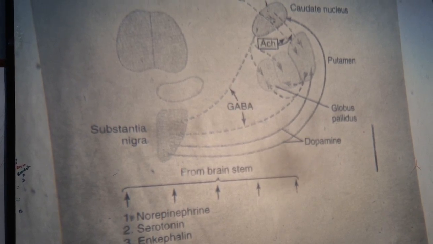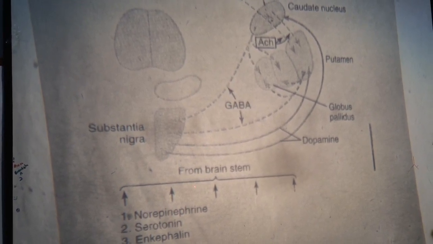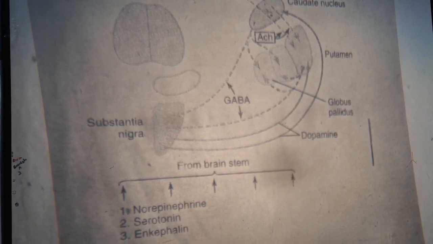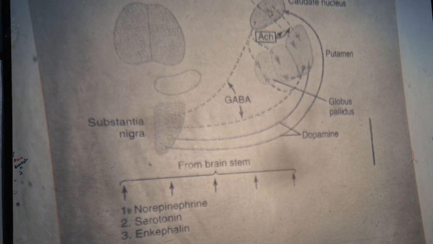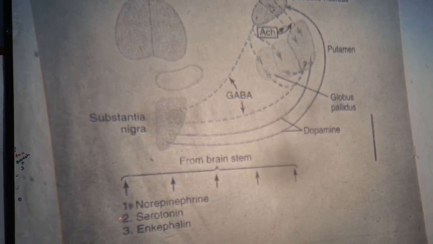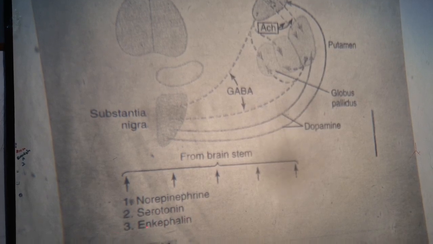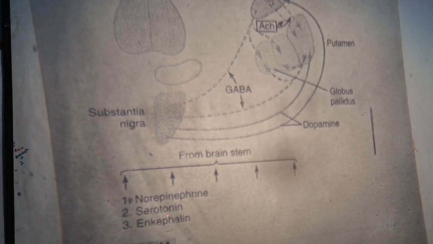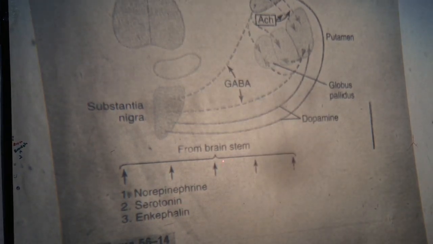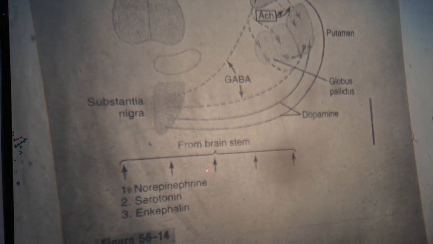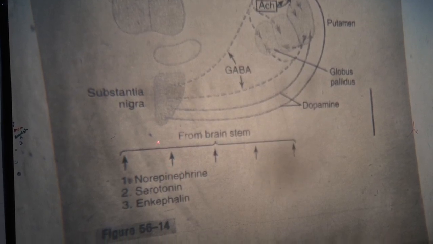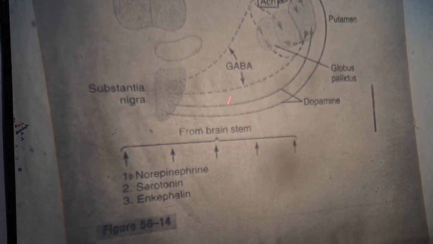Then nerve fibers from the brainstem which come to the basal ganglia. These release norepinephrine, serotonin, and enkephalin at the nerve endings.